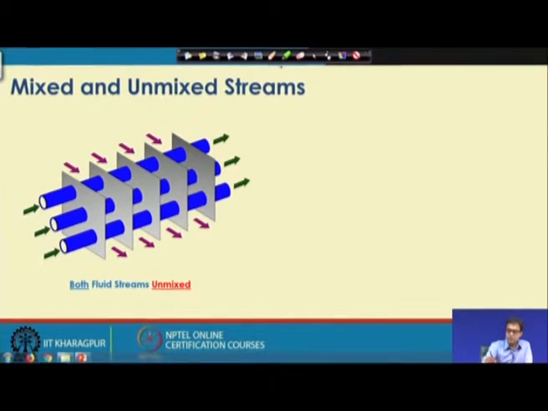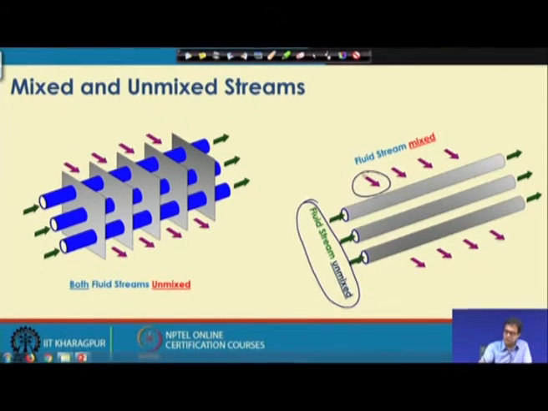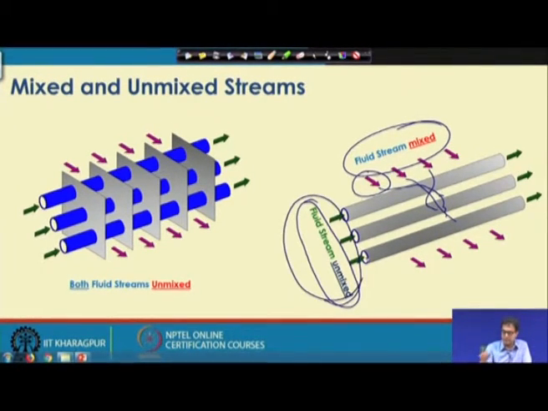So, now in contrast to this, if we consider this configuration, you will find that this fluid stream remains unmixed because they are not able to mix with each other, whereas here we have now removed the fins. So, there is a possibility that this fluid stream after passing through this one will be mixing up. So, this fluid stream is mixed and this fluid stream is unmixed.